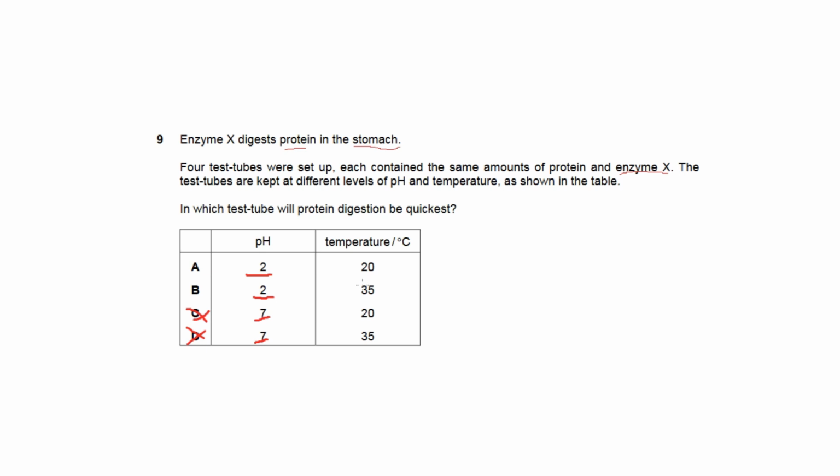Then we have to look at the temperature. There are 2 different temperatures here, 20 and 35. We do know that as we increase temperature, enzyme reactions speed up. In the human body, they will speed up to around 40 and 42 degrees. So A will go quite fast, but B, due to the higher temperature, will be faster. So the only correct answer here is B.